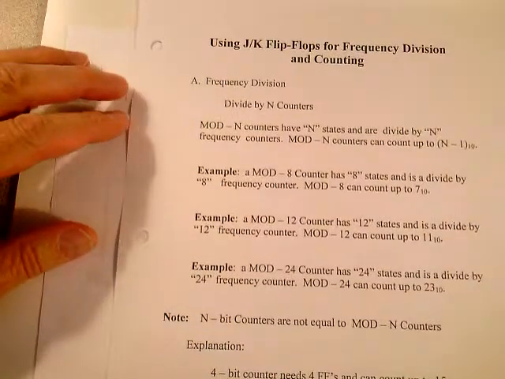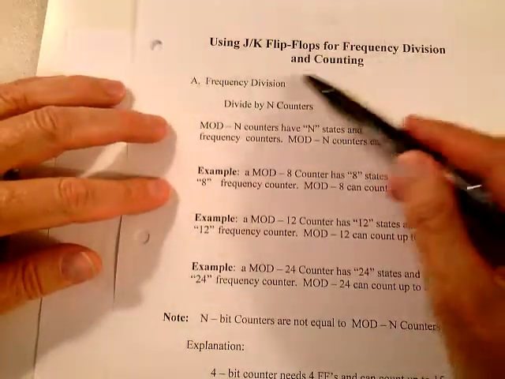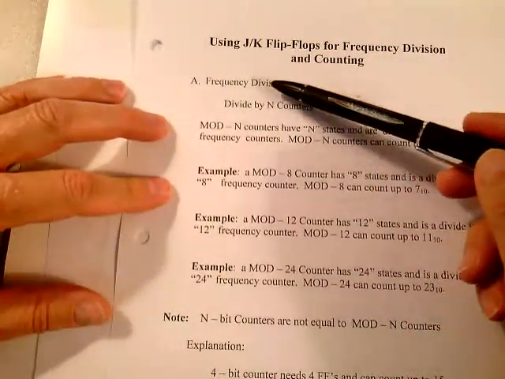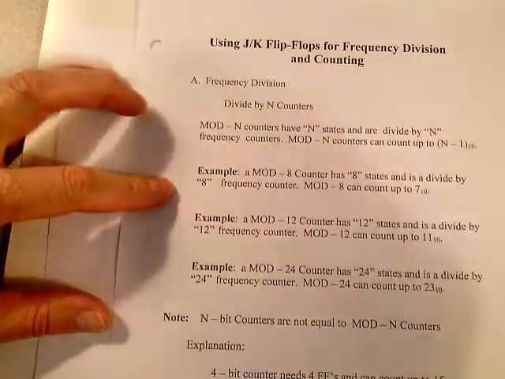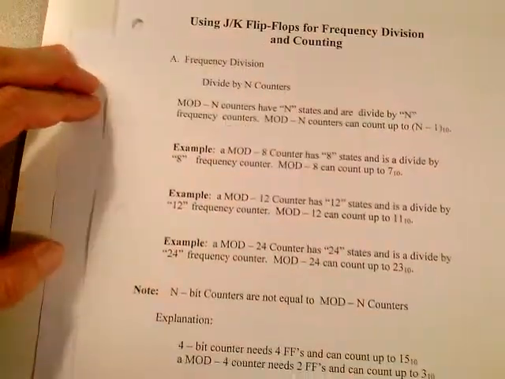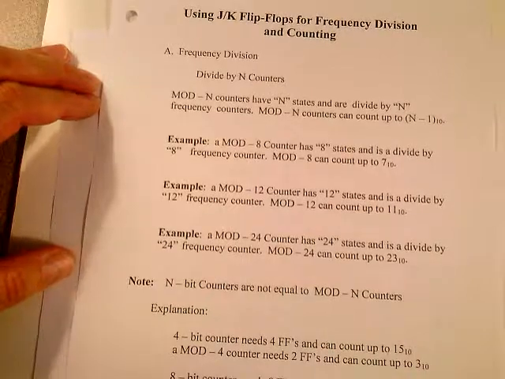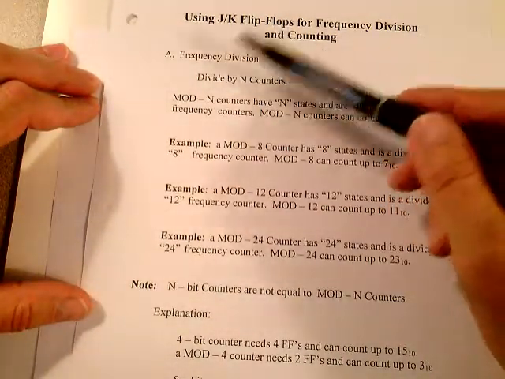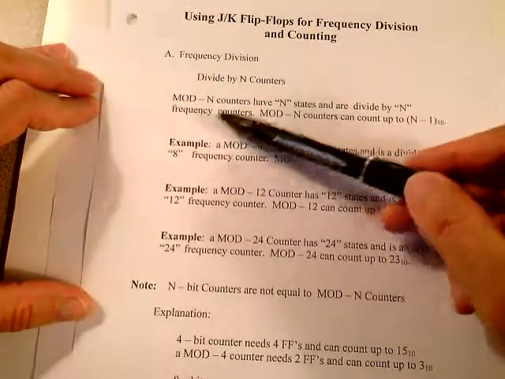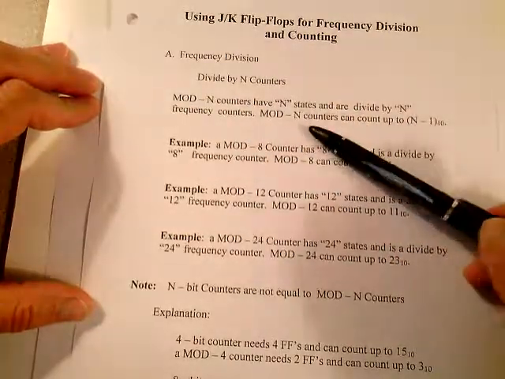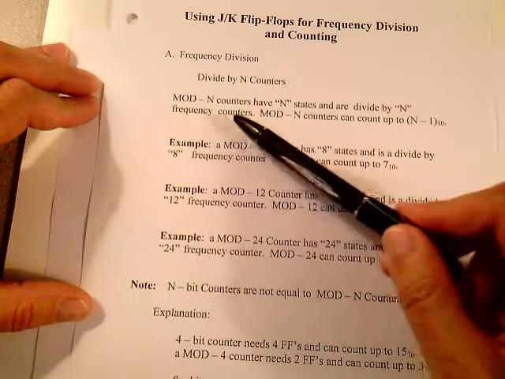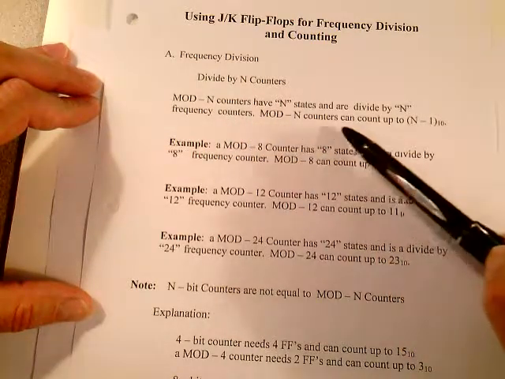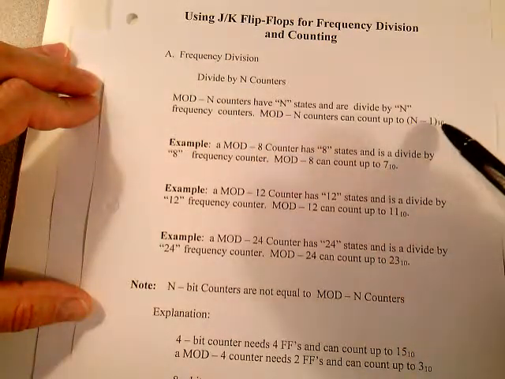On page 175, very important material we're getting into now, using JK flip-flops for frequency division and counting. This page you're going to have to look over a number of times. It's going to be very valuable for our design problems coming up the remaining of the semester here. But frequency division, divide by n counters. Mod n counters have n states and are divide by n frequency counters. Mod n counters can count up to n minus 1.